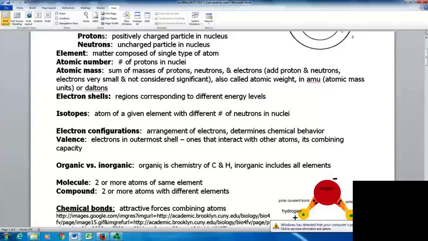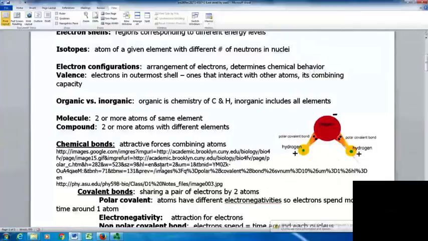When we look at organic versus inorganic in chemistry, organic is the chemistry of carbon and hydrogen. Your inorganic molecules will include all of the elements. Carbon is involved, it's just not the star of the show like it is in organic chemistry. A molecule is going to be 2 or more atoms of the same element, where a compound is 2 or more atoms with different elements.